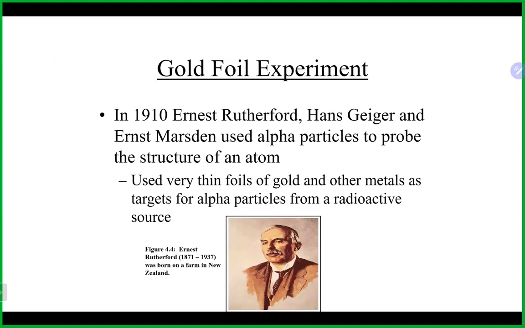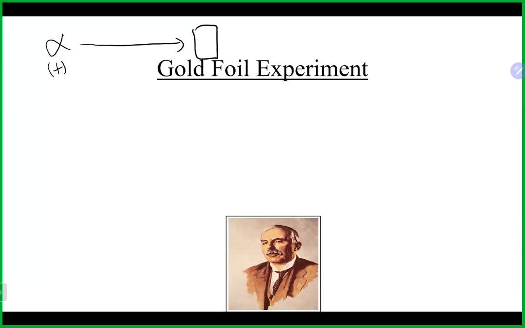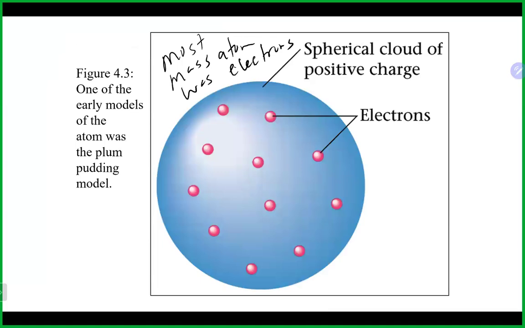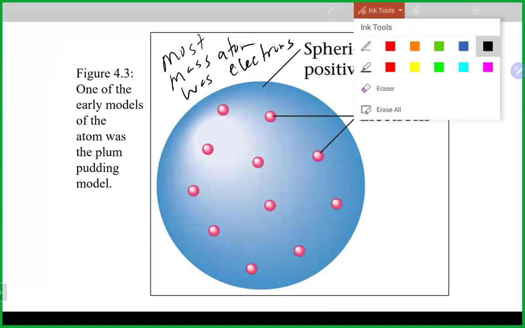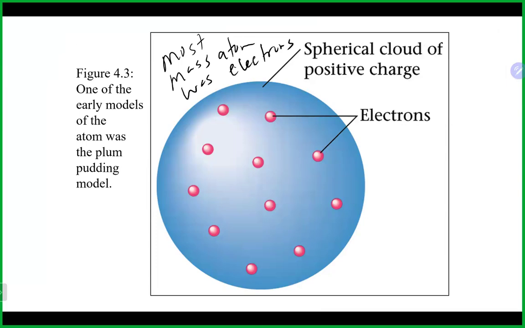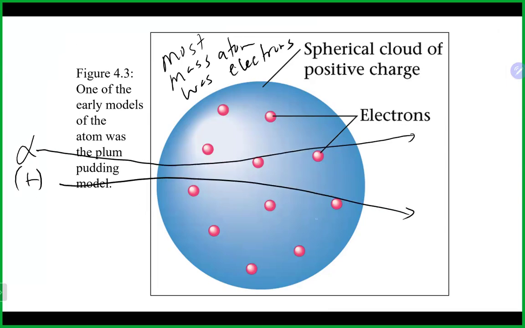In the gold foil experiment, they shot alpha particles at pieces of gold foil and other metals, and they wanted to see what happened. These alpha particles are positively charged radioactive particles, and they're moving really fast. Using the plum pudding model, which is what they thought the atom looked like, they thought that because these alpha particles are positively charged, they should go through with a little bit of deflection.